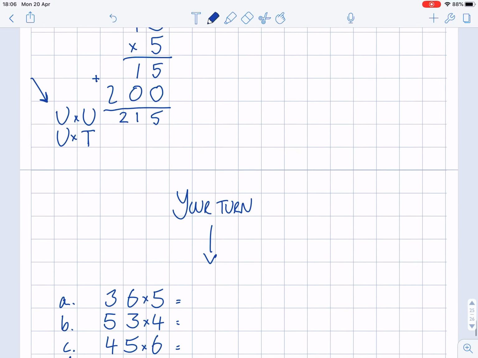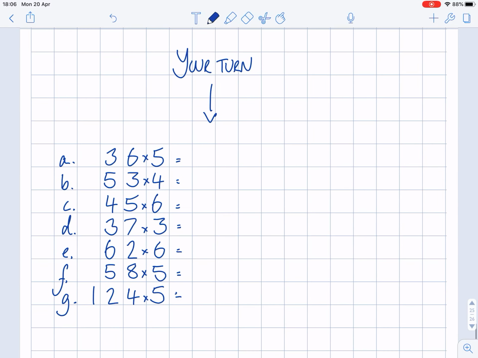So now it's your turn. I've given you 7 problems to do. Okay, the last one is a bit of a curveball because I've put a 3-digit number in just to see whether you can do it. Don't worry if you can't, but please do have a go.